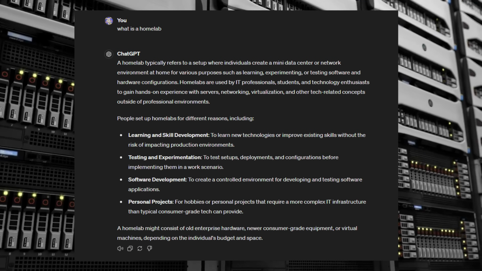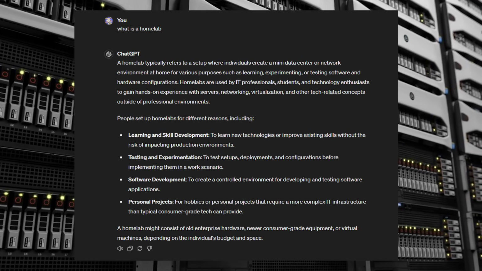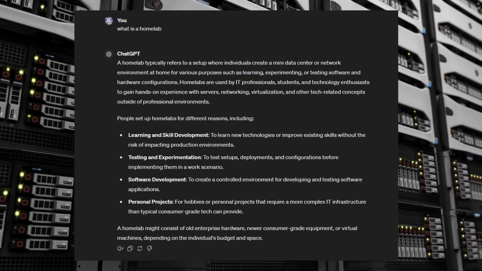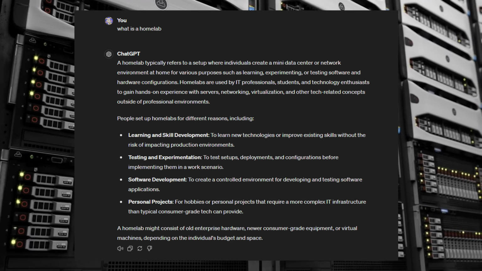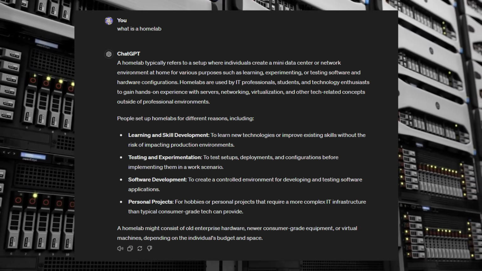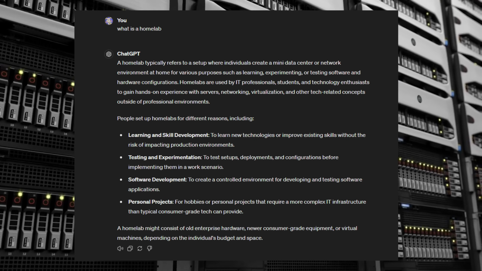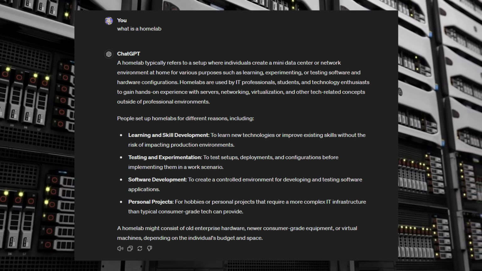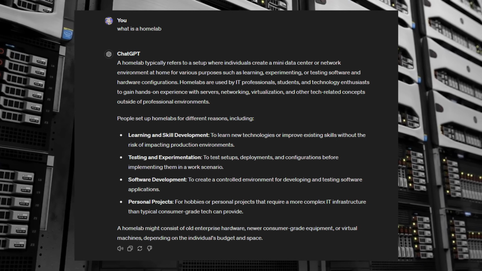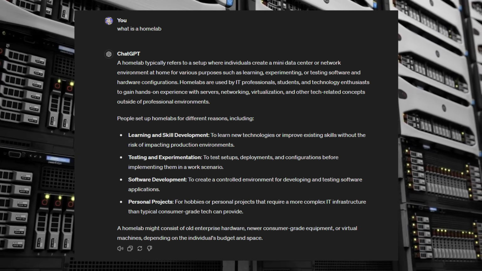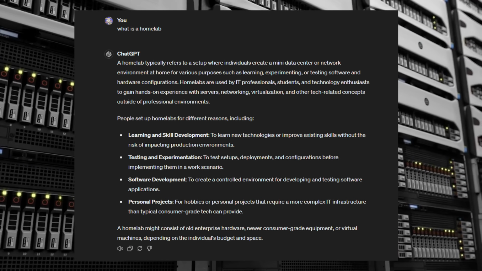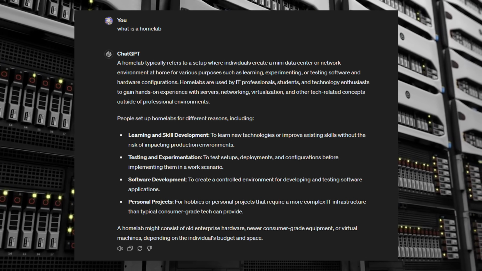If you ask ChatGPT, what is a home lab? The response I got was, a home lab typically refers to a setup where individuals create a mini data center or network environment at home for various purposes such as learning, experimenting, or testing software and hardware configurations. Home labs are used by IT professionals, students, and technology enthusiasts to gain hands-on experience with servers, networking, virtualization, and other tech-related concepts outside of professional environments.